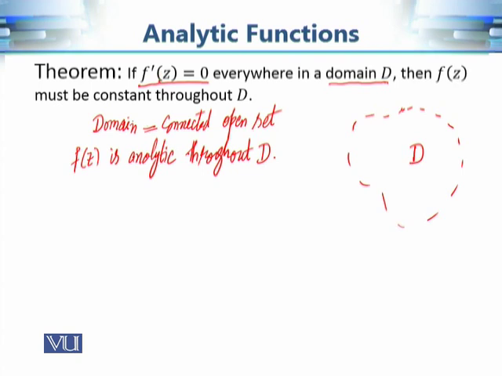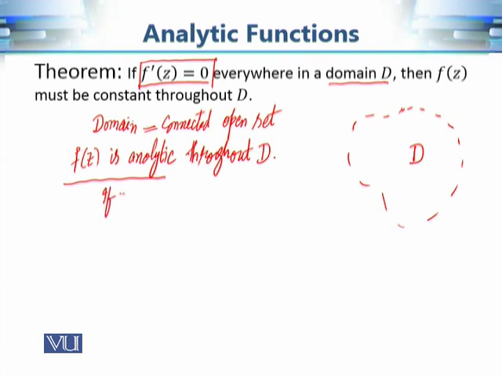Now, the given assumption is that the derivative of this function is 0 everywhere, or at each and every point in this domain D. And what do we need to prove? That this function must be constant. Okay. Now, this is a very simple property of real valued functions. Okay, so we know that. So let's discuss this in the real valued function case.